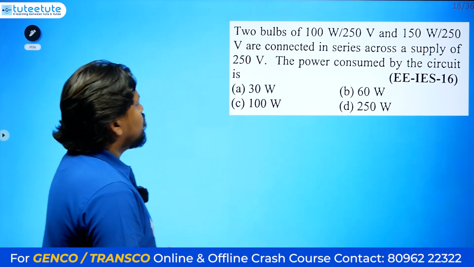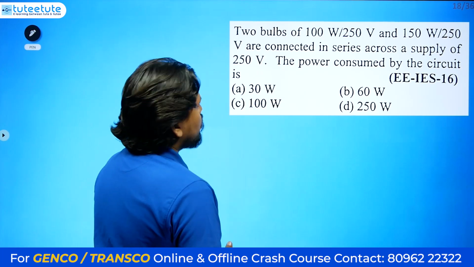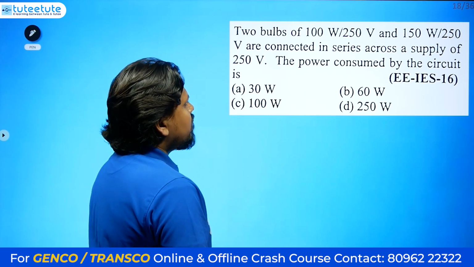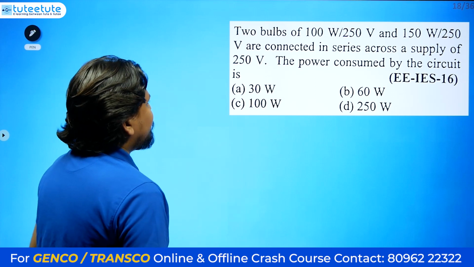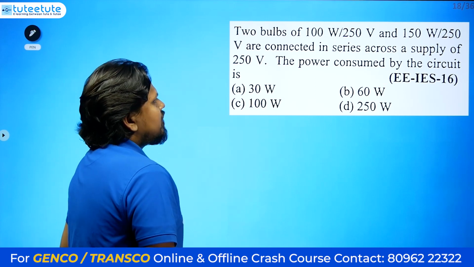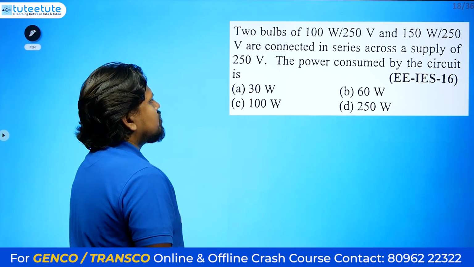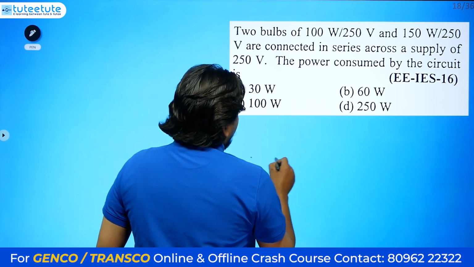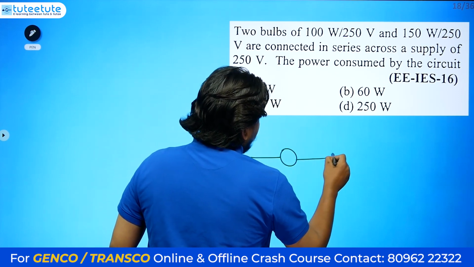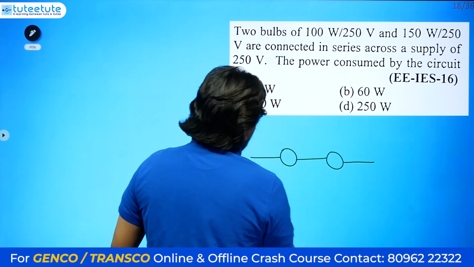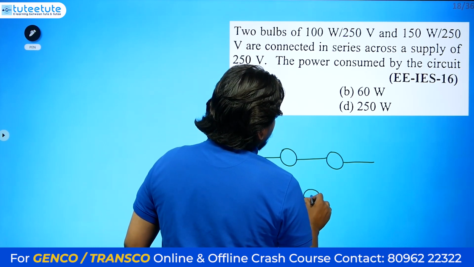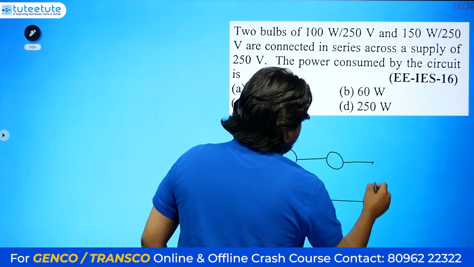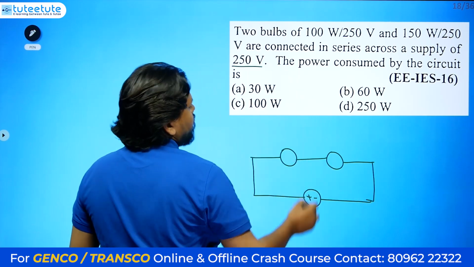Two bulbs of 100 watt by 250 volt and 150 watt by 250 volt are connected in series across a supply of 250 volt. The power consumed by the circuit is, so they are asking. They have connected two bulbs, one bulb and another bulb like this in series, across a voltage source having a certain value of 250 volts.